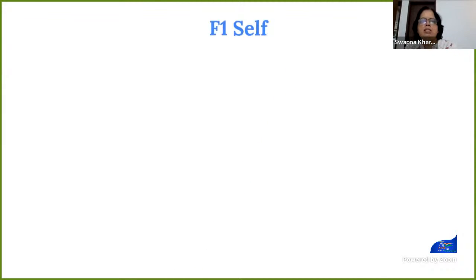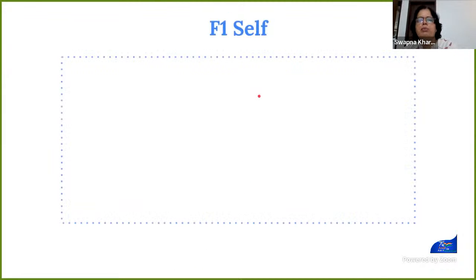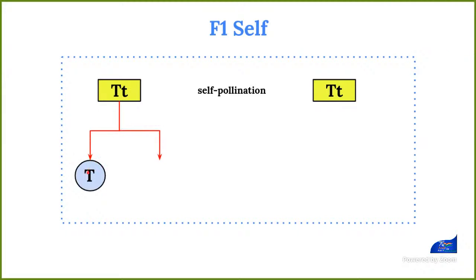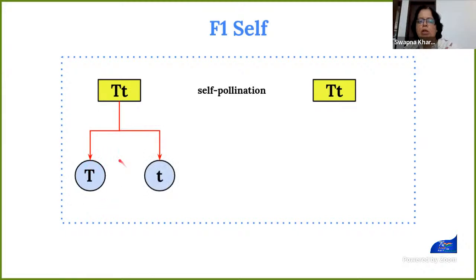Trying to trace where the short allele has gone, we do self-pollination of F1 plants. If you look at the allele composition of the F1 plants, you have different alleles, one for tall and one for short. So when gametes are formed, you will have two types of gametes being produced: 50% will have the tall allele and 50% will have the short allele. And the same is shown here.